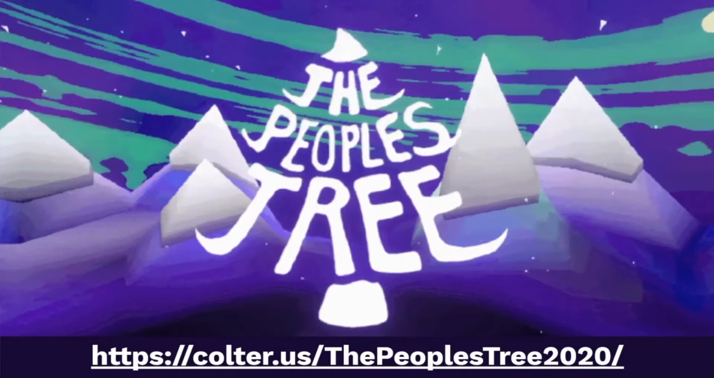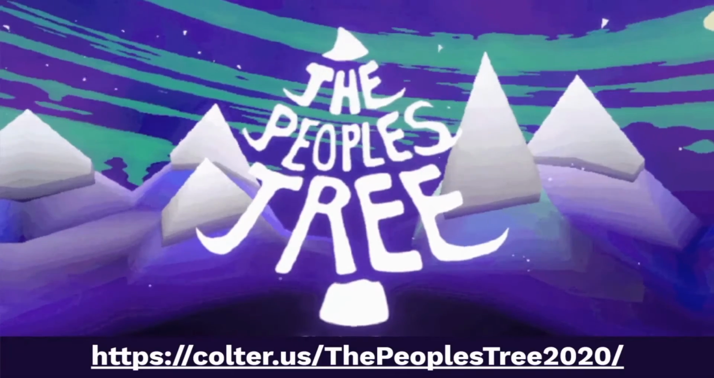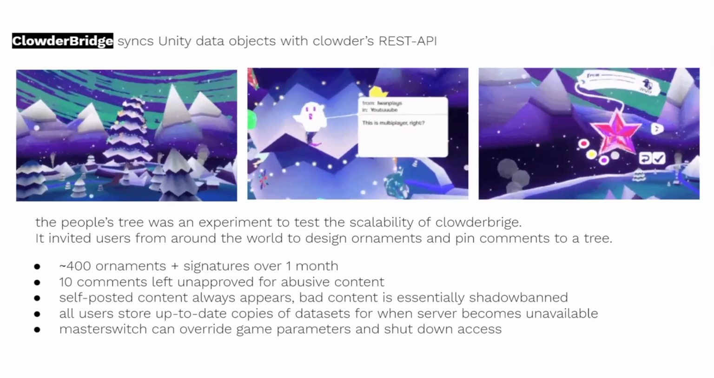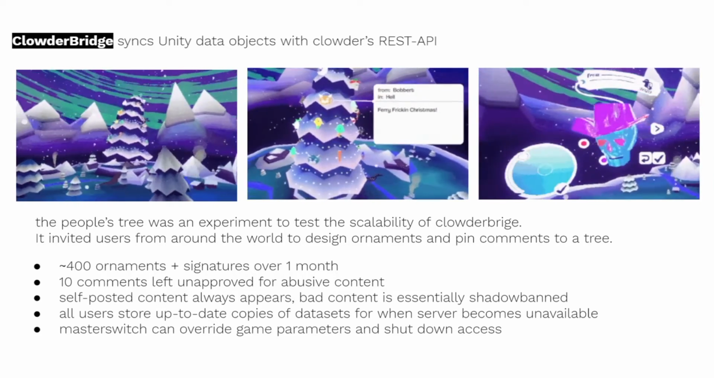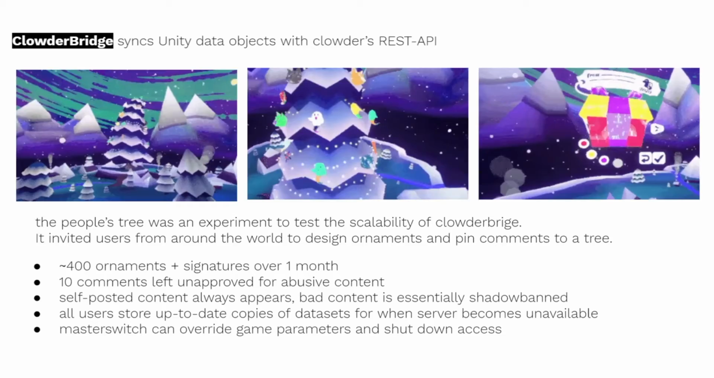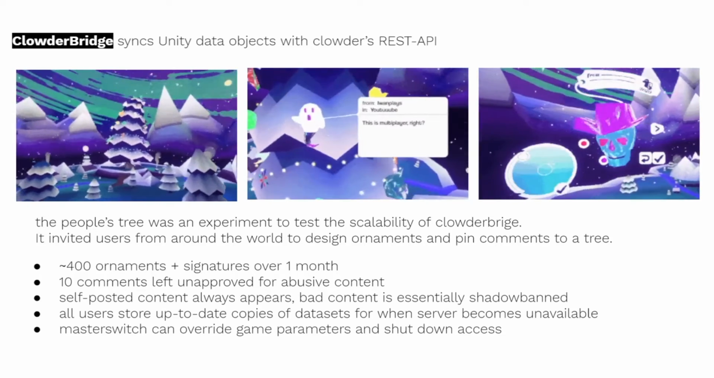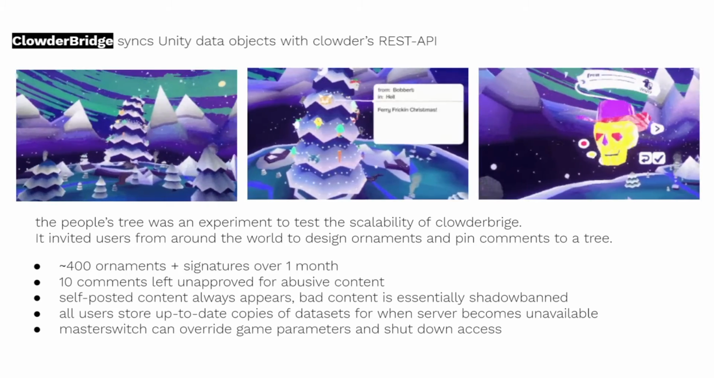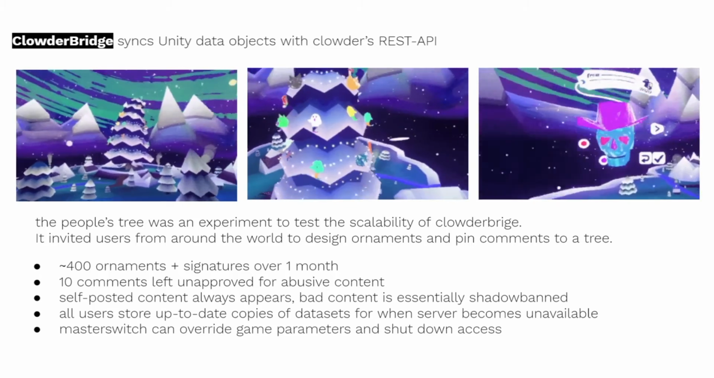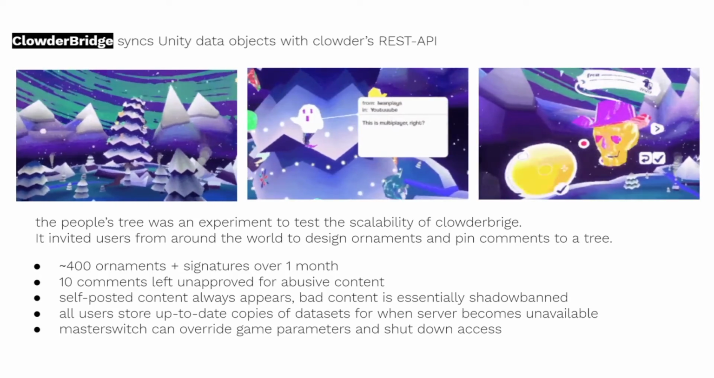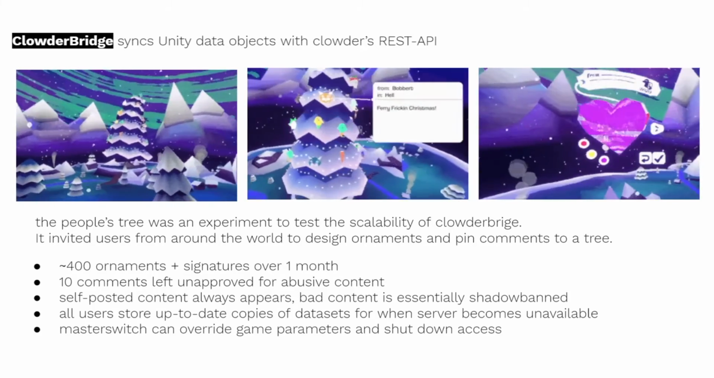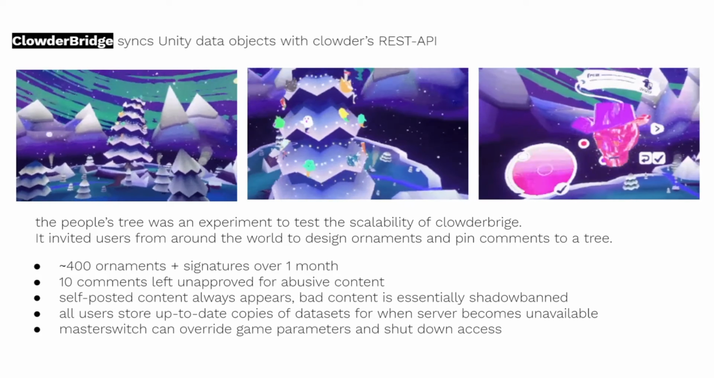So as an example project, in November, we developed something called the People's Tree. It was a social networking project where the client, either in a web browser or desktop PC, could design ornaments and include comments and pin them to a single tree that all the users could see. From the month of December to January of 2021, we had around 400 ornaments. We had high-level controls for administrators to moderate the content. As well, each user automatically downloads a copy of the tree when they connect to the server. So when the instance goes away, they can still see whatever was submitted before January 1st.